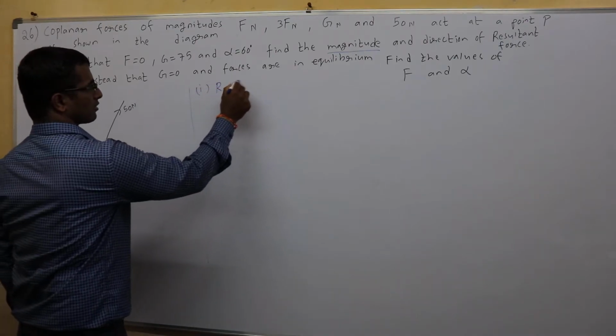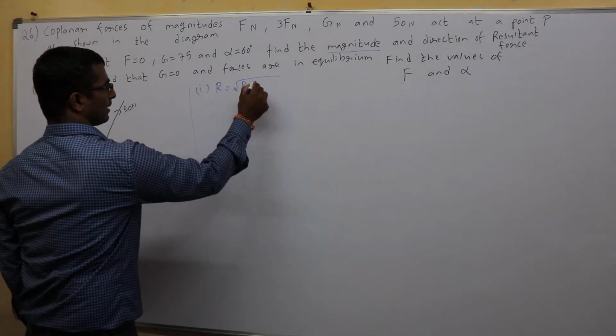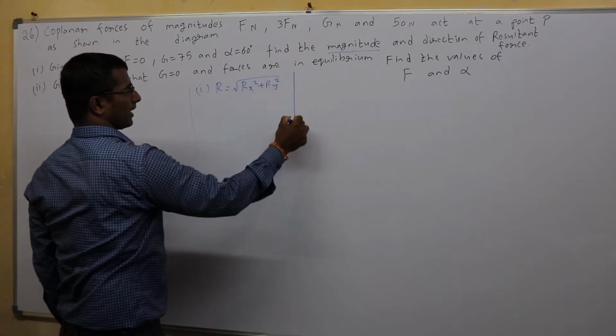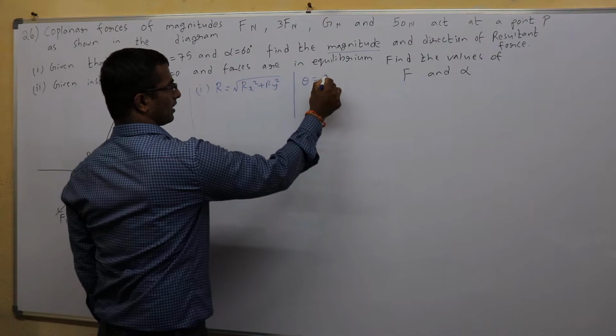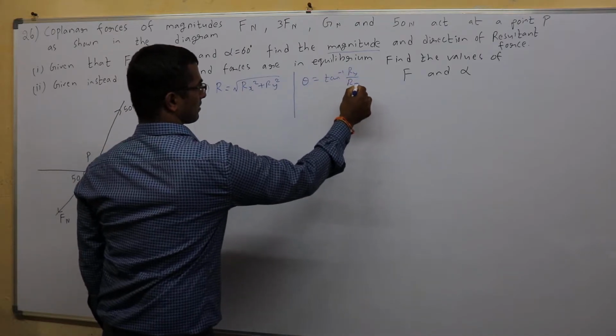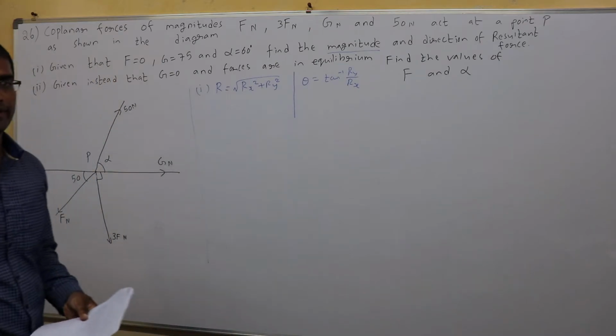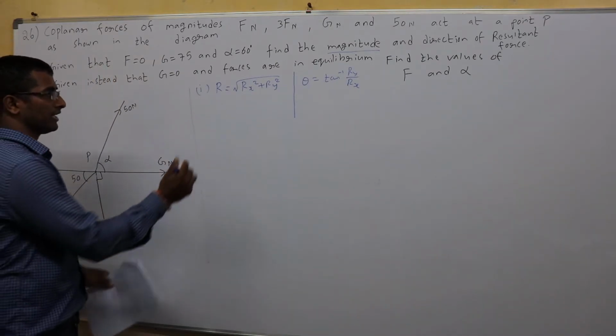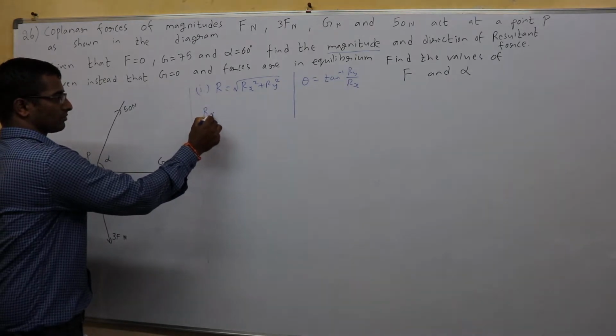So what is the magnitude formula? Square root of Rx squared plus Ry squared. And what is the direction formula? Tan inverse Ry by Rx. Let's complete the first bit first. To find it out, I need Ry and Rx.